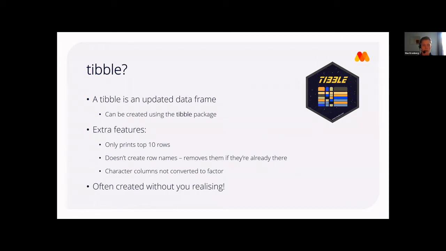Finally, the character columns won't automatically be converted to factor variable types, or data types. Factors are just categorical variables, and data frames assume that if you have text in your data, it's a factor, and you might not always want that. So it doesn't automatically do it. You can go back and add that in yourself where you need to.